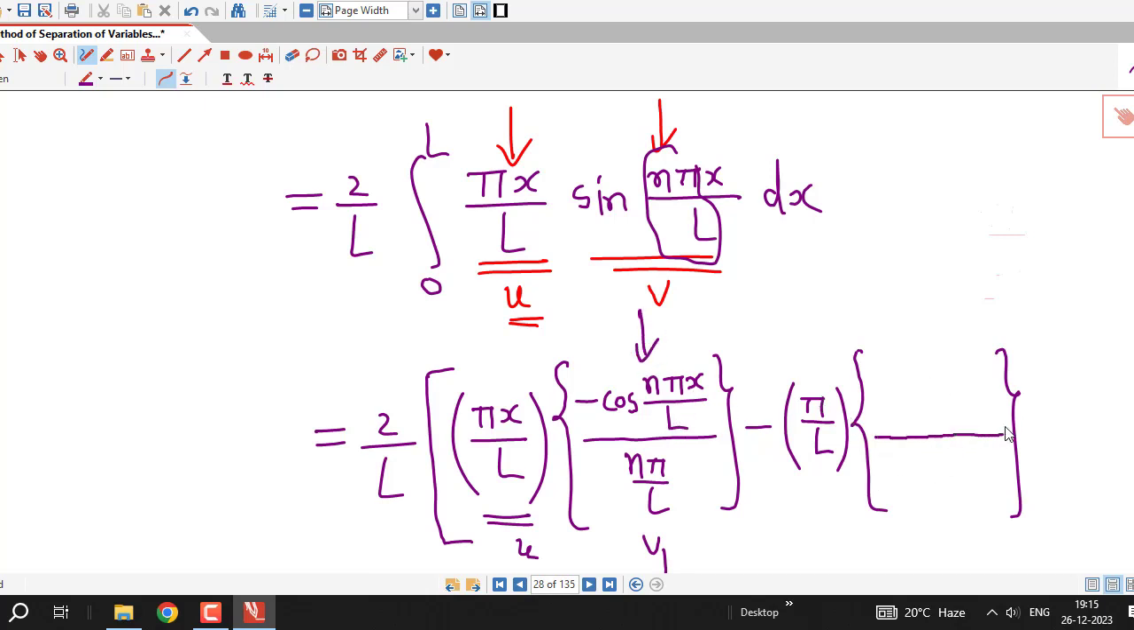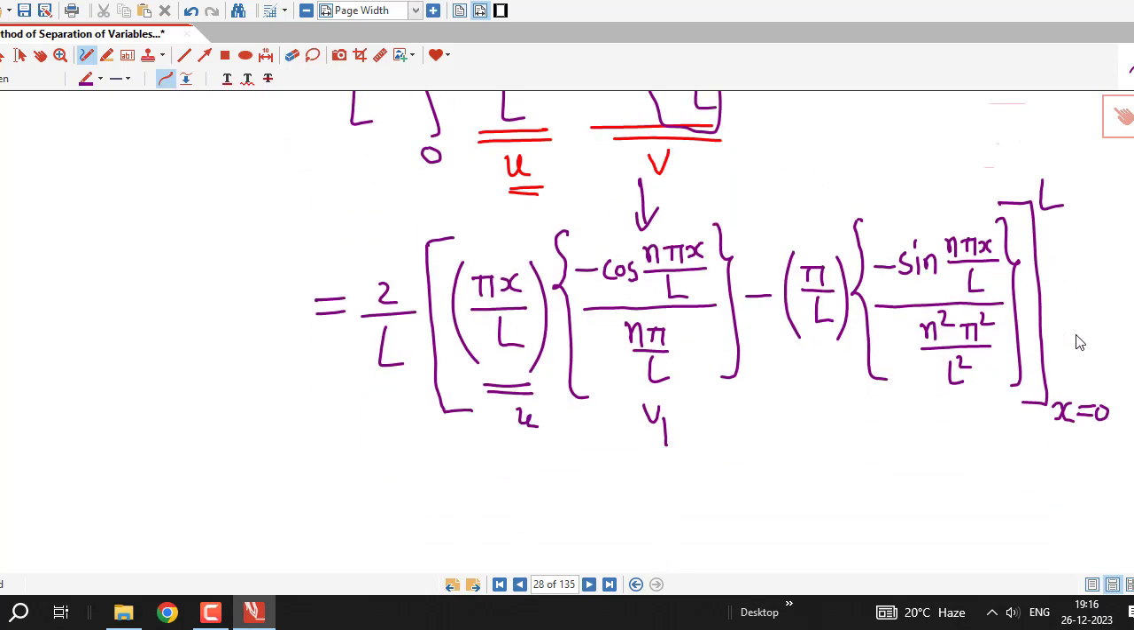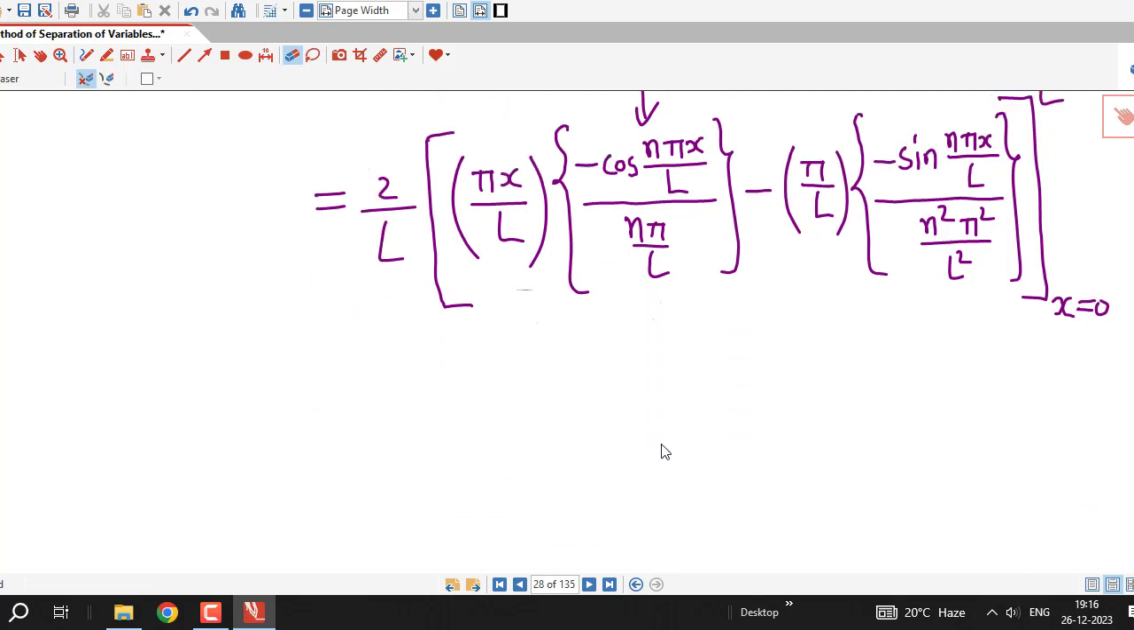Integral of the cos function is the sine function, and this negative sign stays as it is. Here I will write minus sin(n pi x over L) divided by n pi over L, and there is one more n pi over L here. So here I will have n square pi square divided by L square, and the limits of integration are from x equal to 0 to x equal to L. This we have written using the general rule of integration by parts.